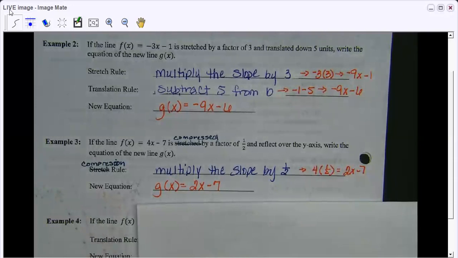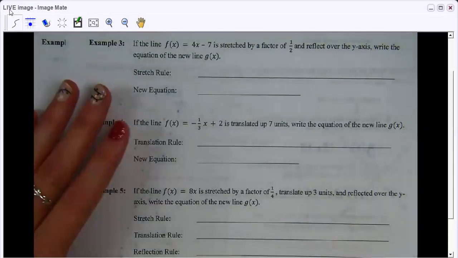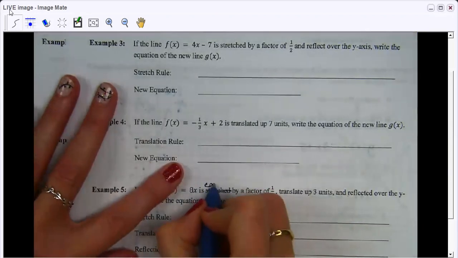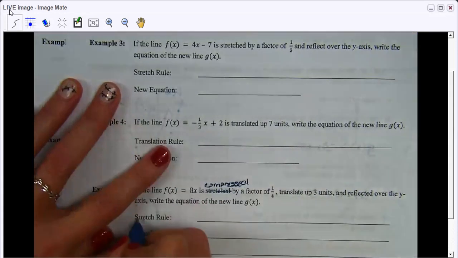So what I would like you to do is I want you to do examples 4 and 5 on your own. And then you'll come back and check them with mine. And then we'll move on to the next page. So I'm going to give you about 3 minutes. Okay, there was another mistake on here, so change stretch to compressed, and stretch rule to compression rule.